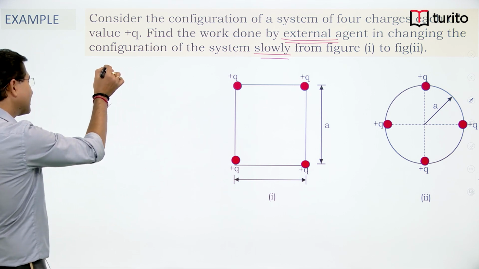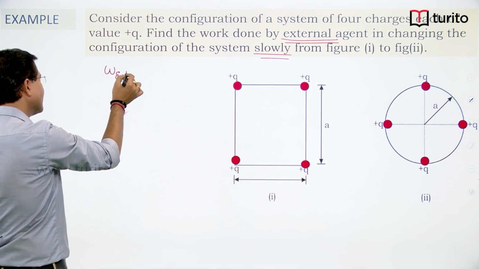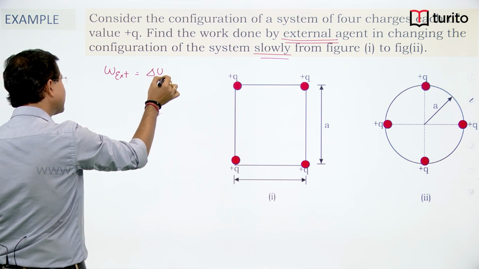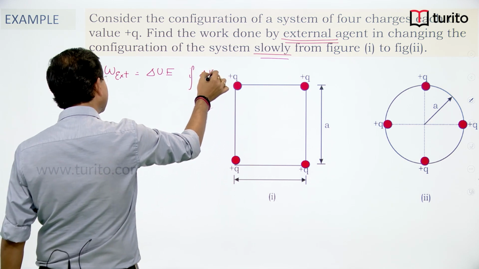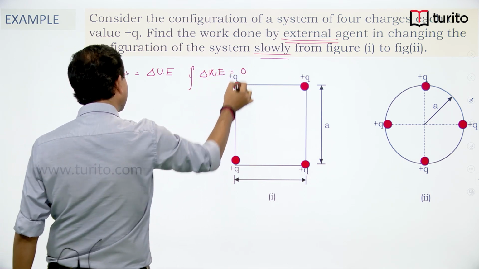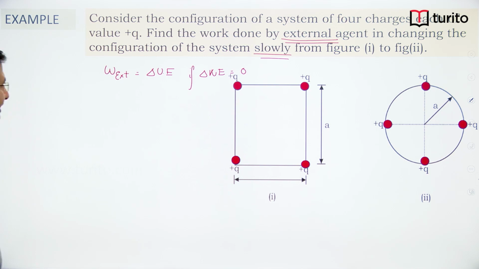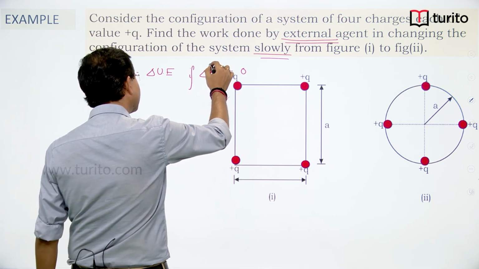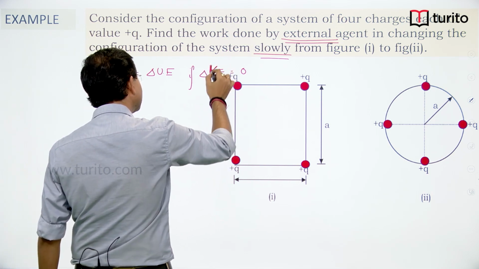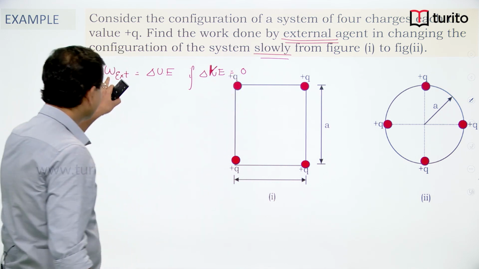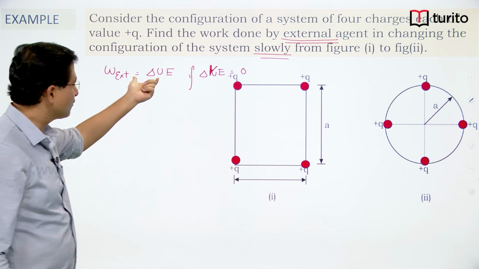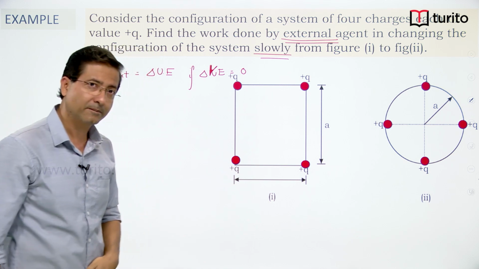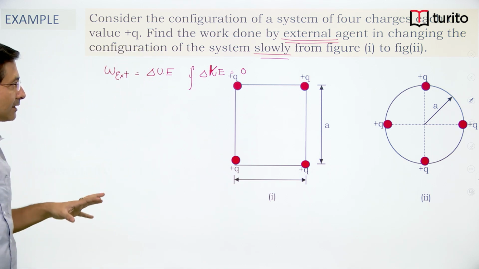So, work done by the external agent is equal to the change in potential energy if there is no change in kinetic energy. So, the change in kinetic energy is 0, then only whatever work the external agent does goes in the form of change in potential energy of the system, right. So, what is the initial energy of the system?